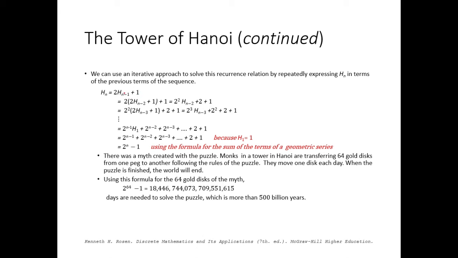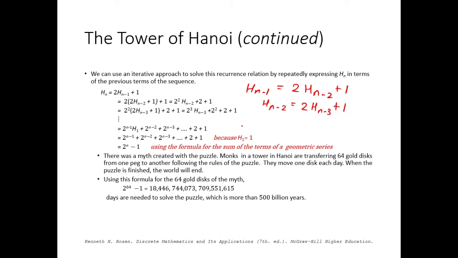Now, this h(n-1) itself is a recursive problem and can be expressed as h(n-1) is equal to 2 into h(n-2) plus 1. Further, h(n-2) can also be represented as 2 into h(n-3) plus 1.